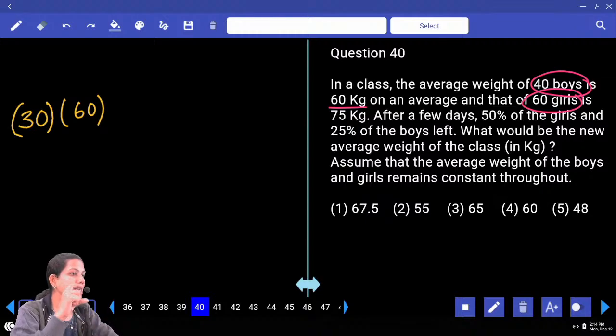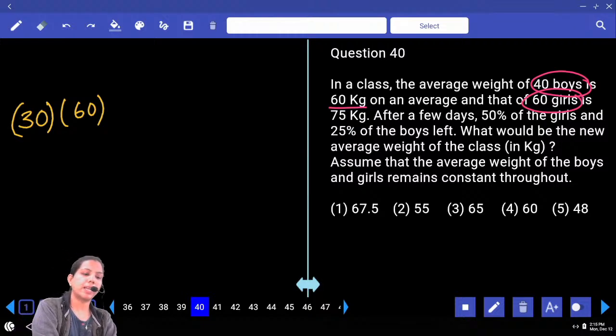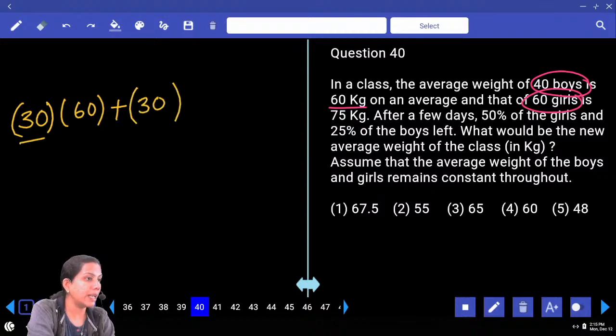Understood? What is 30? Number of boys. 60 is the average of the boys. What is the initial number of girls? How many girls were left? That means 30 left. What is remaining? 30. In the first bracket, 30. What is this 30? Number of boys. What is the next 30? Then the total strength is equal to 60.